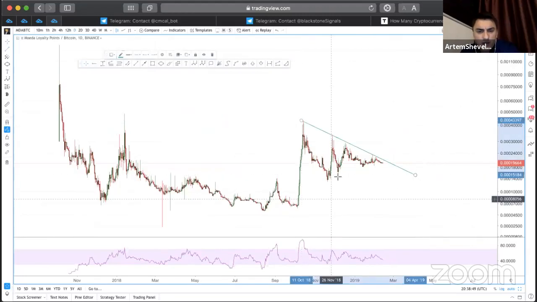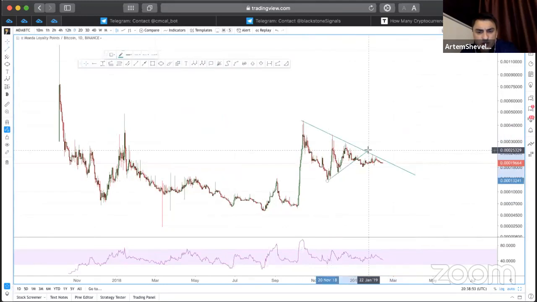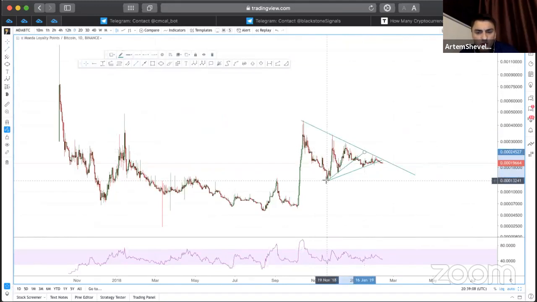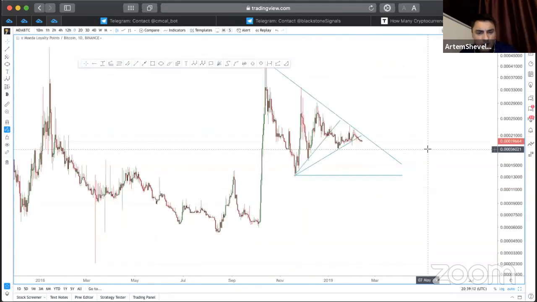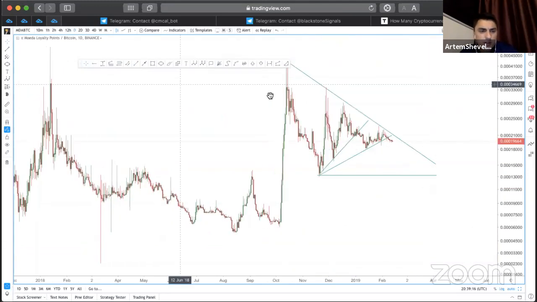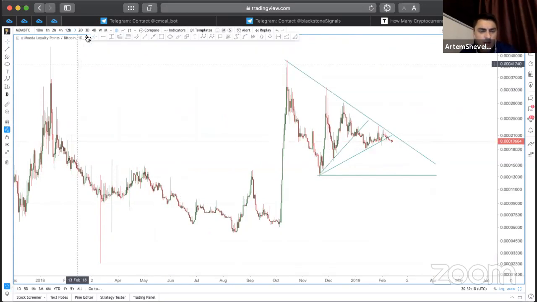We have this downtrend. We have this breakout here already. We have a lot of breakouts to the downside, so we are moving in a downtrend. It's obvious, you see this. We can have a descending triangle here, but it's not going to help you because this shitcoin is bearish.